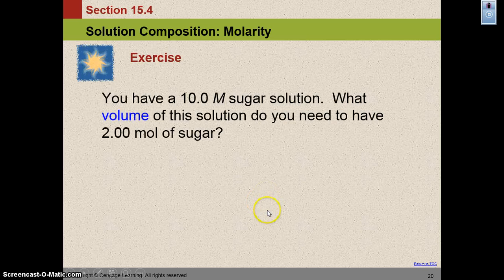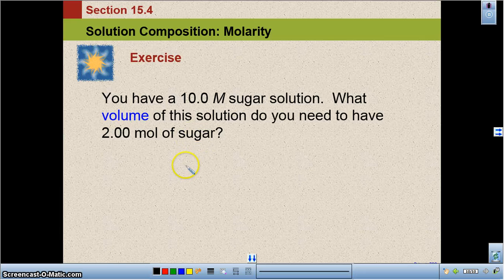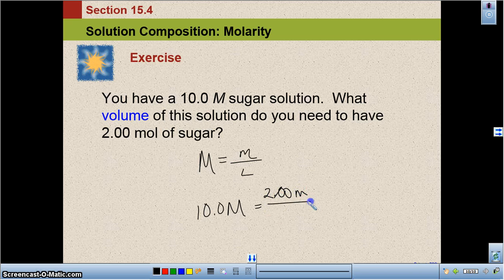Let's look at another exercise. You have a 10 molar solution of sugar. What volume of this solution do you need to have 2 moles of sugar? And here, again, it's just simple algebra 1 manipulation, remembering that molarity is moles over liters. We know the molarity, so we have 10.0 molar equals 2 moles over X liters.